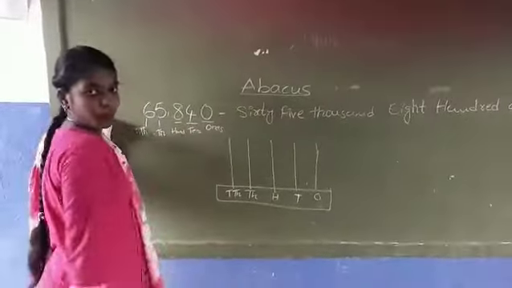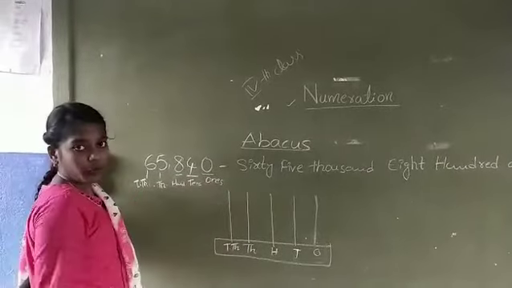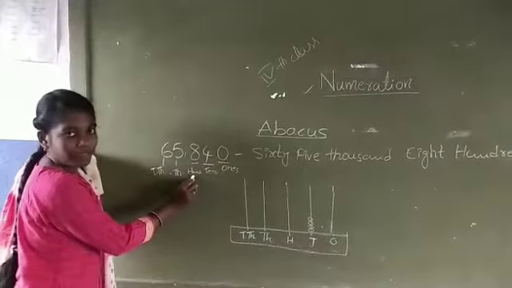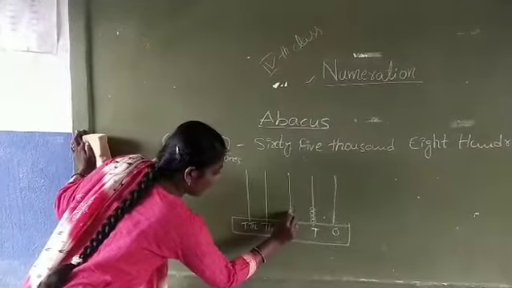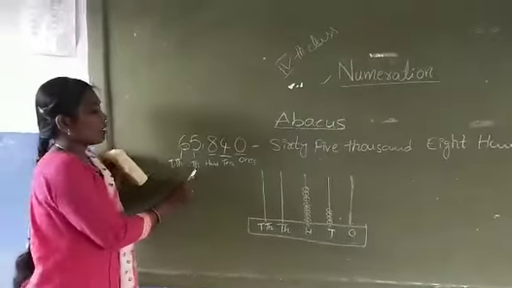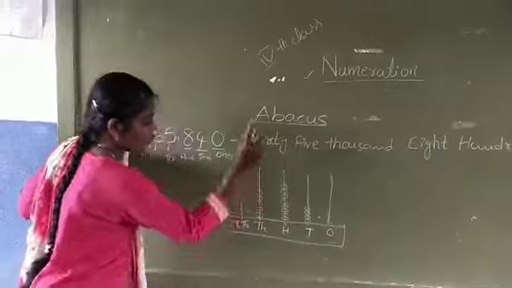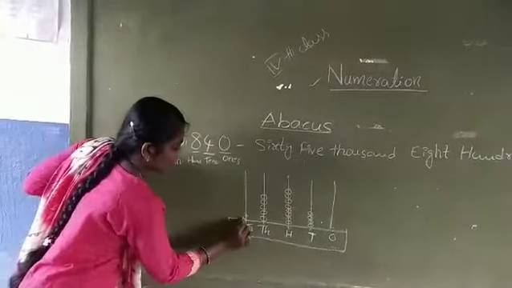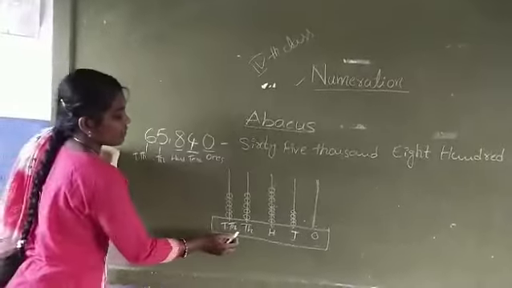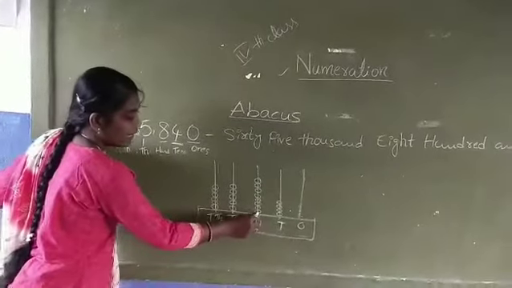In the ones place we have zero, so nothing to draw here. In the tens place we have four, so you have to draw four bubbles on this bar. In the hundreds place we have eight, so you have to draw eight bubbles on this hundreds bar. Thousands place we have five. 10,000s place we have six. This number can be represented on the abacus like this: 65,840.